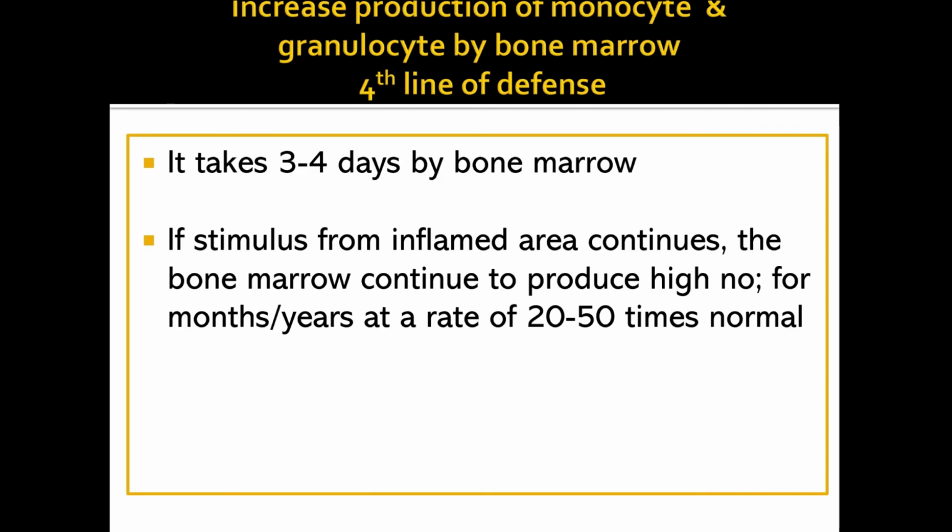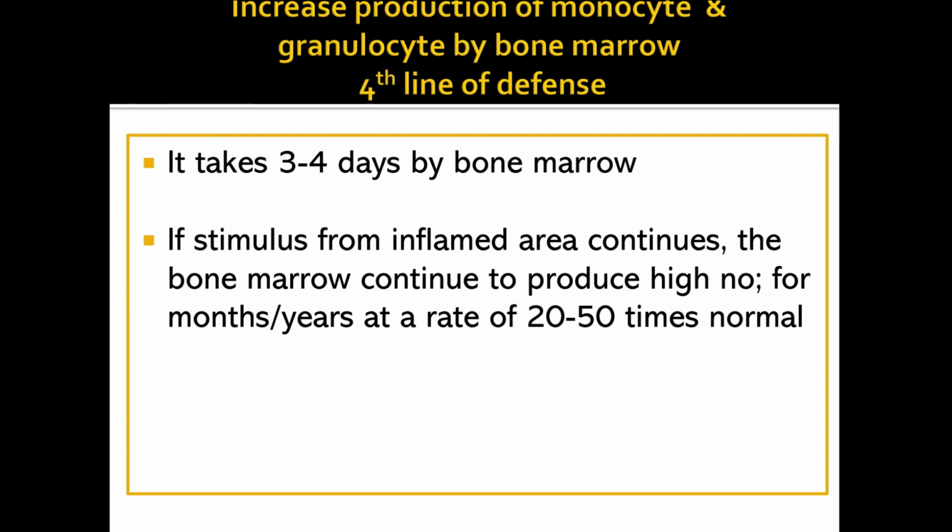And finally, we have the fourth line of defense. Increased production of monocytes and granulocytes by the bone marrow is the fourth line of defense. It means we have increased production of macrophages. Of course we need the production of monocytes; once the monocytes increase, macrophages will increase. So the fourth line of defense is the production of monocytes, and it takes about 3 to 4 days by the bone marrow.